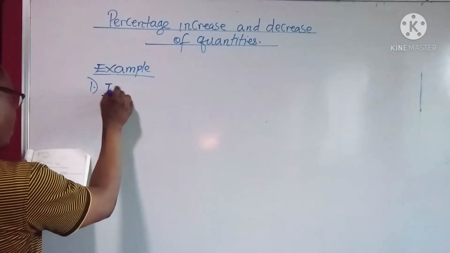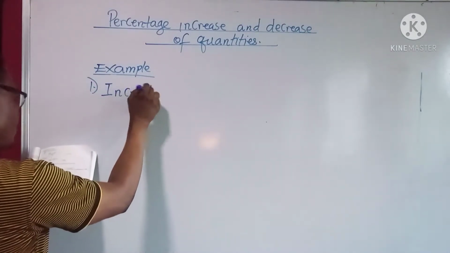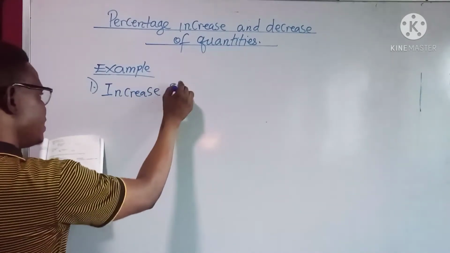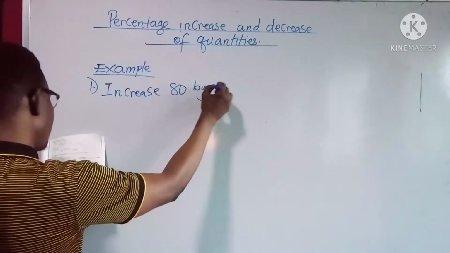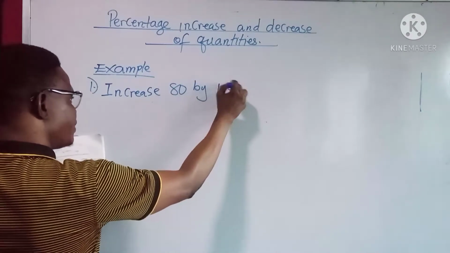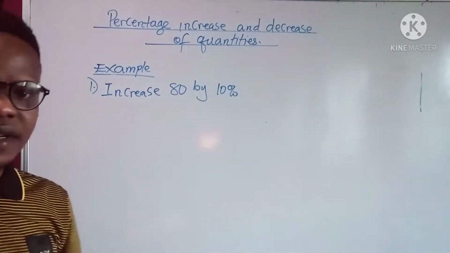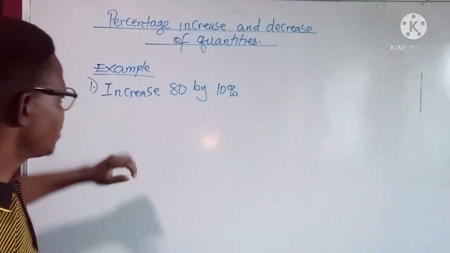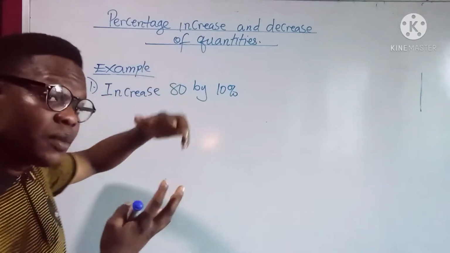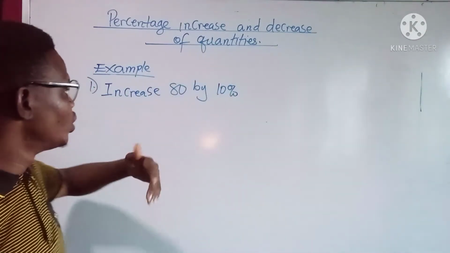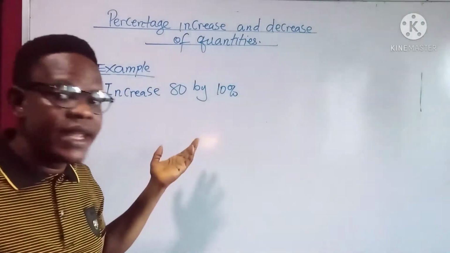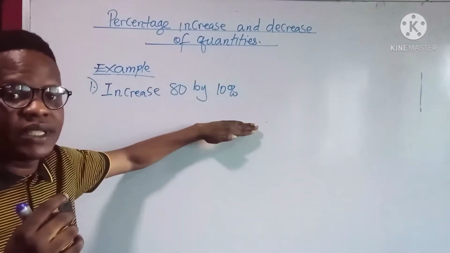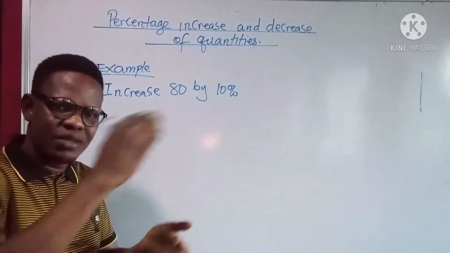Increase 80 by 10%. So this means we want to make this 80 bigger, but not just any number. We are going to measure it by a certain percentage, which is 10%. We want to increase it by 10%.